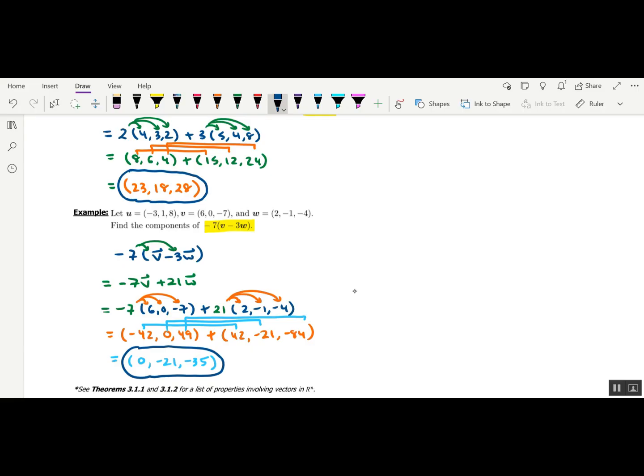Which you could do, and I'll just title this over here, way number 2. You could simply replace the vectors with their components. So we'd have -7, and I'm going to open up a bracket. The component form of v is 6, 0, -7, minus 3 times the component form of w, 2, -1, -4. And then you can just operate with simplification via the order of operations.